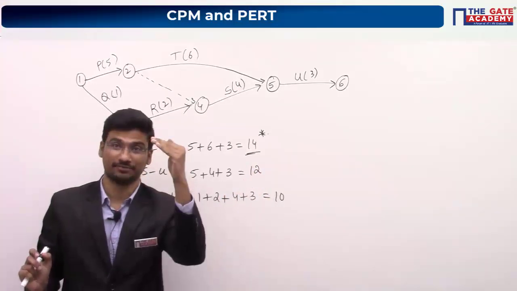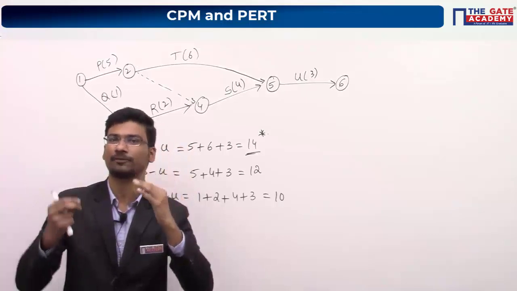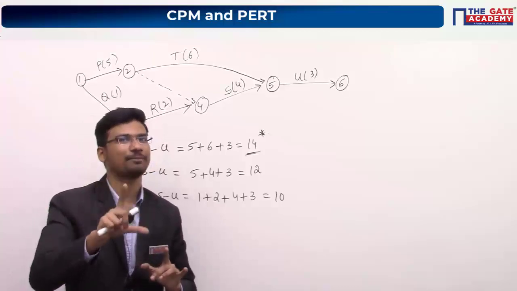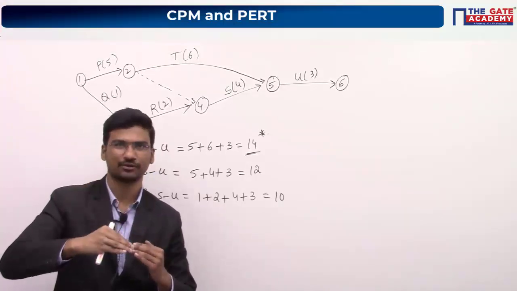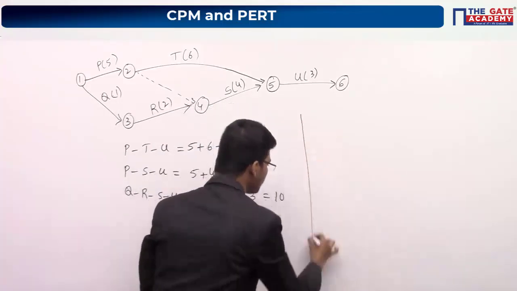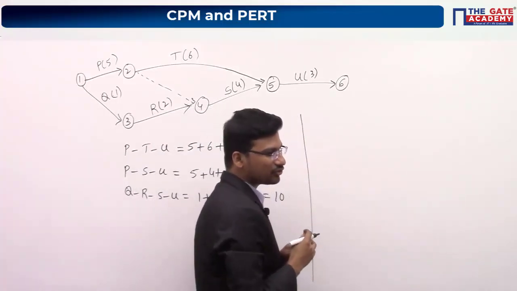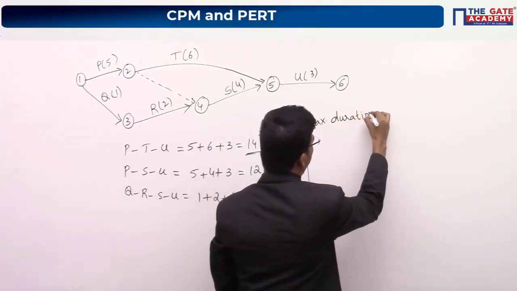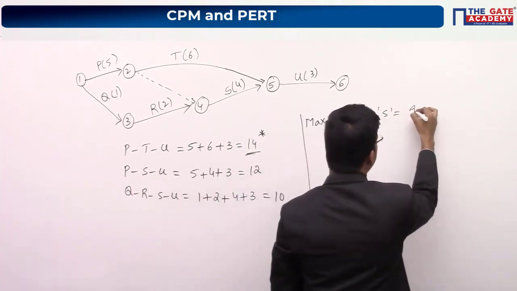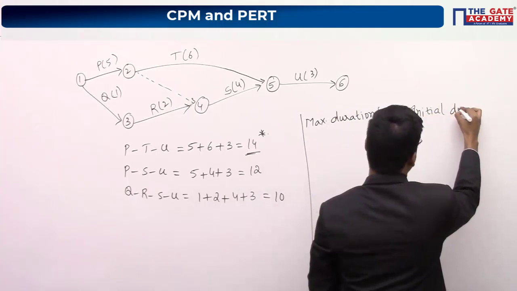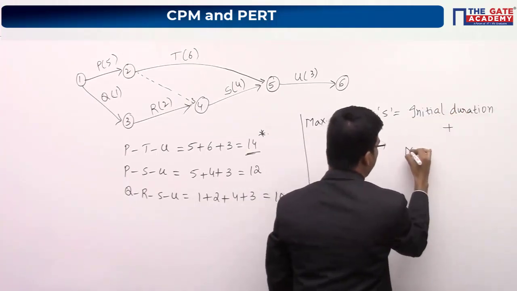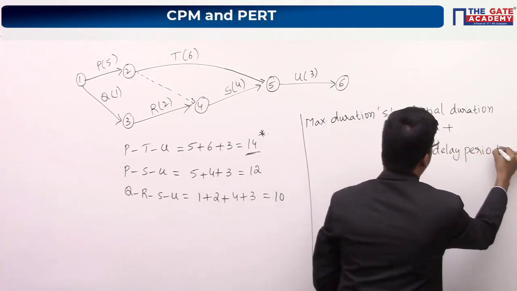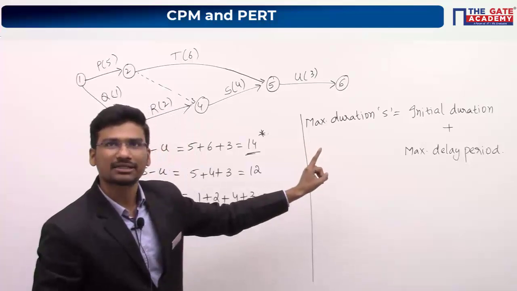Initially, when we were discussing the definition of float values, I gave you one example. You can follow that approach. It will simplify the number of steps. So from the question, they are asking us the maximum duration of activity S. So I am writing: maximum duration of activity S is equal to initial duration plus maximum delay period.